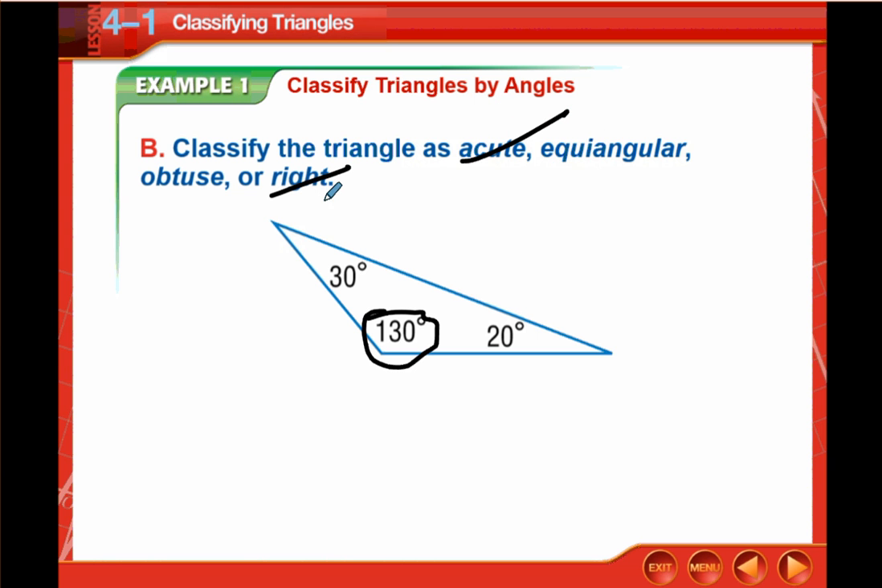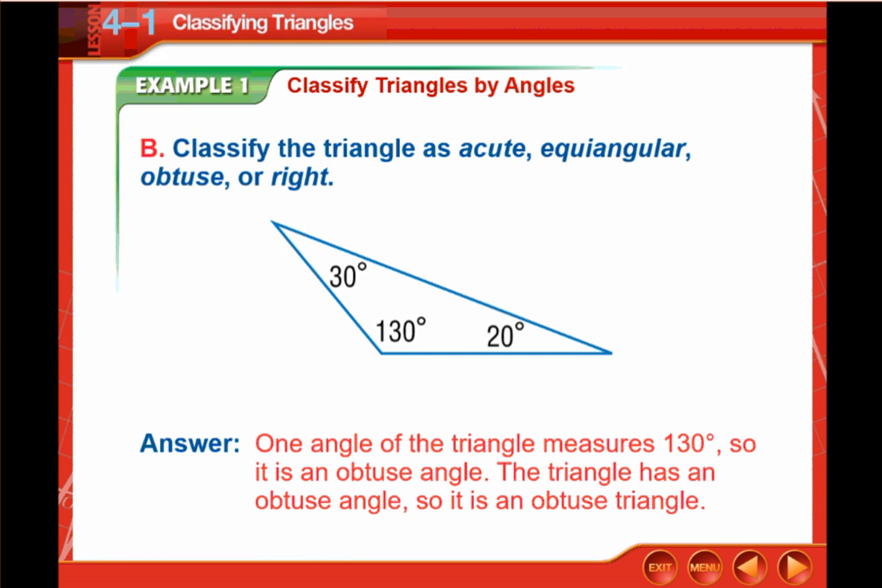It's definitely not equiangular since these three angles are not the same measure, but it is an obtuse triangle. It has exactly one obtuse angle, so that's an obtuse triangle. One angle of the triangle measures 130 degrees, so it is an obtuse angle. The triangle has an obtuse angle, so it's an obtuse triangle.